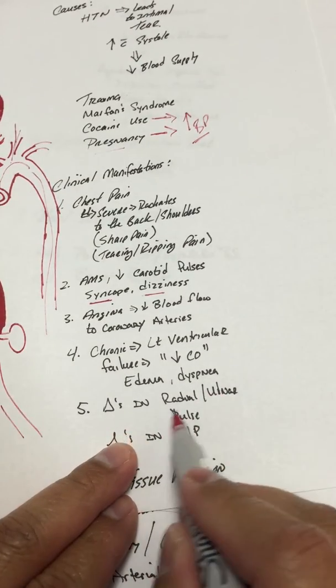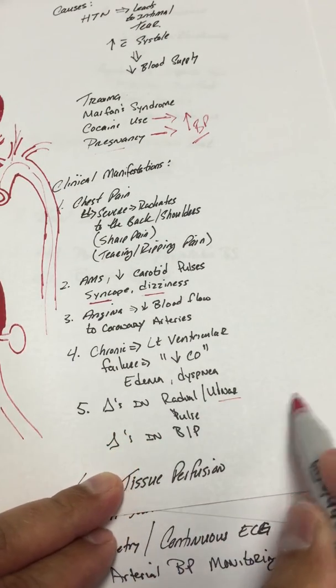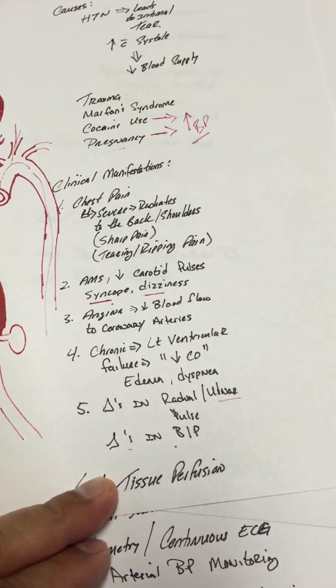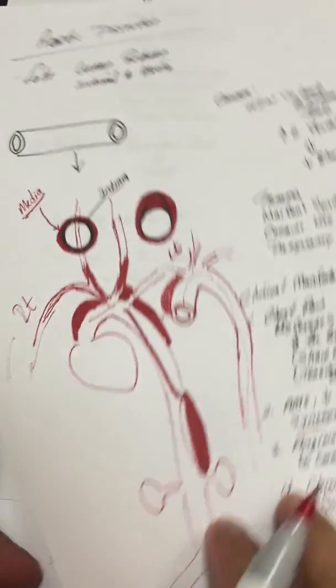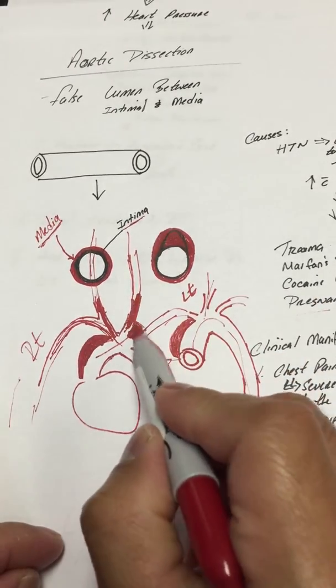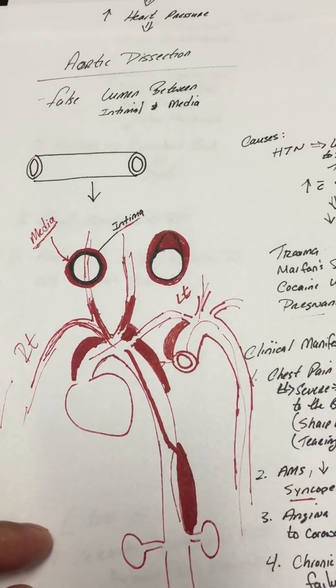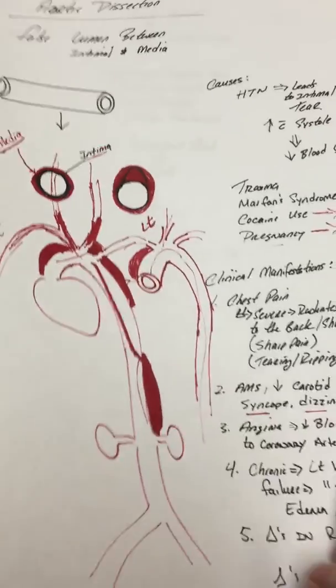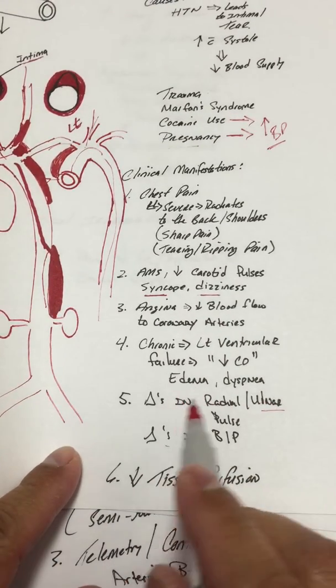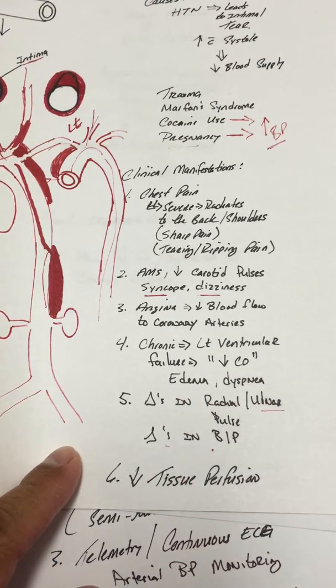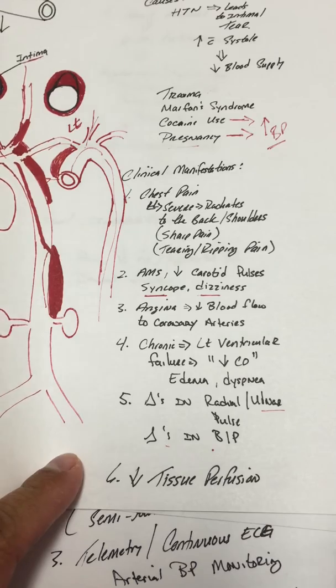So again, you'll always want to assess for changes in the radial pulse, changes in blood pressure. Is there a different blood pressure reading on your right arm versus your left? If so, again, that may be indicative of some type of dissection, aneurysm, or in this case, we are talking about aortic dissection. Okay? So that is why you would get this difference in pulses and in blood pressures.